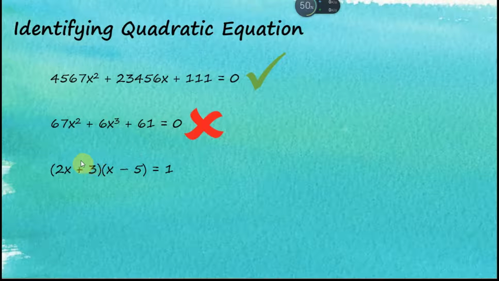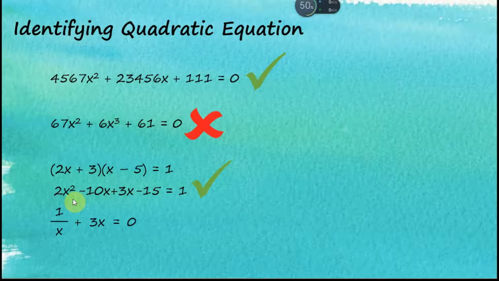In this case, the very first thing that we are going to do is multiply 2x with x, and we get 2x squared. Then we multiply 2x with -5, we get -10x, and then 3x multiplied by x, we get positive 3x, and 5 times -5, we get -15, and then it's equal to 1. Now we can see what's the highest power. This is the highest power, and it's 2, and therefore this is a quadratic equation.